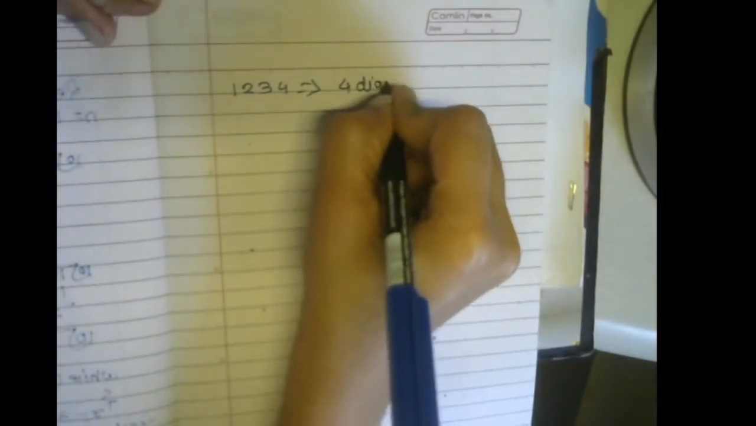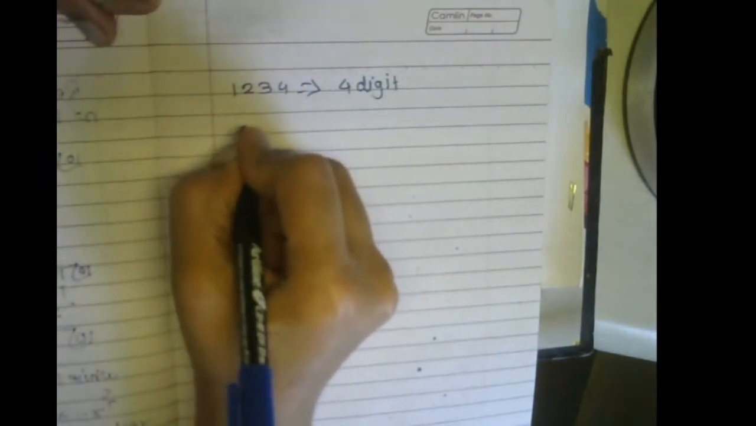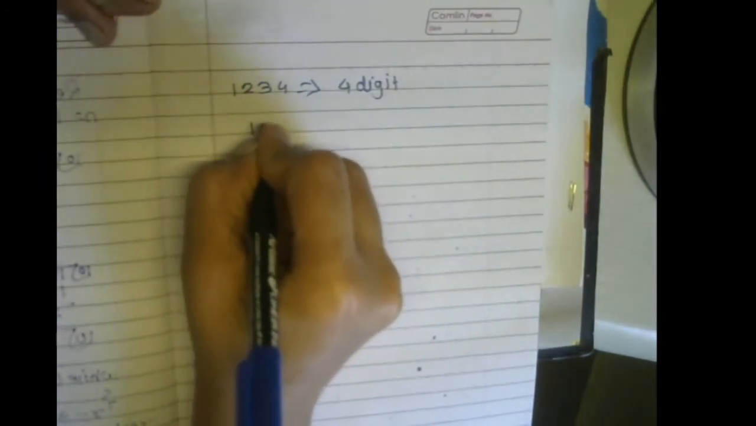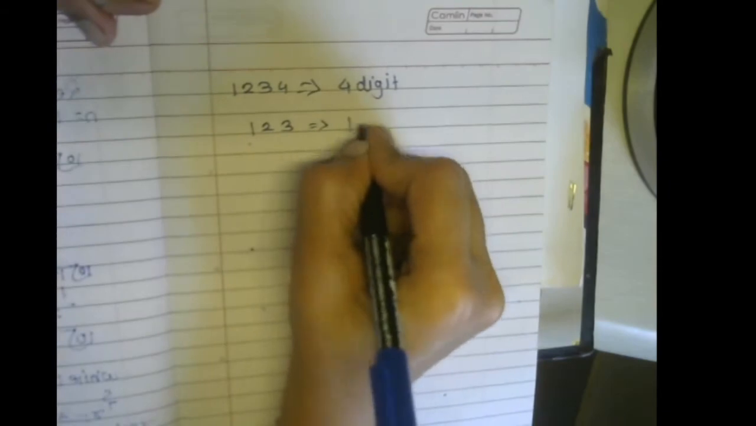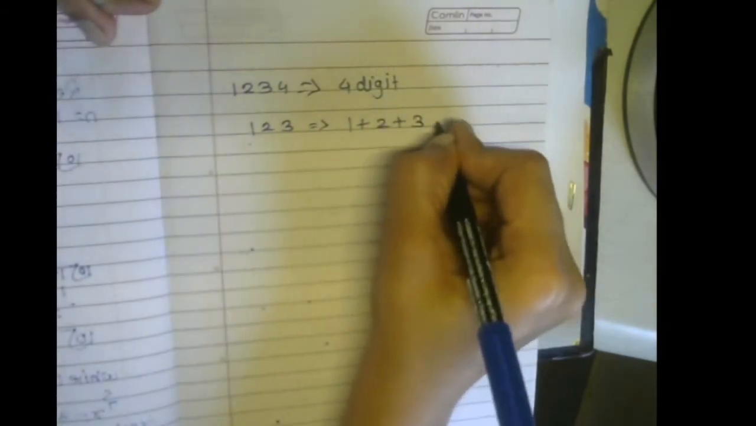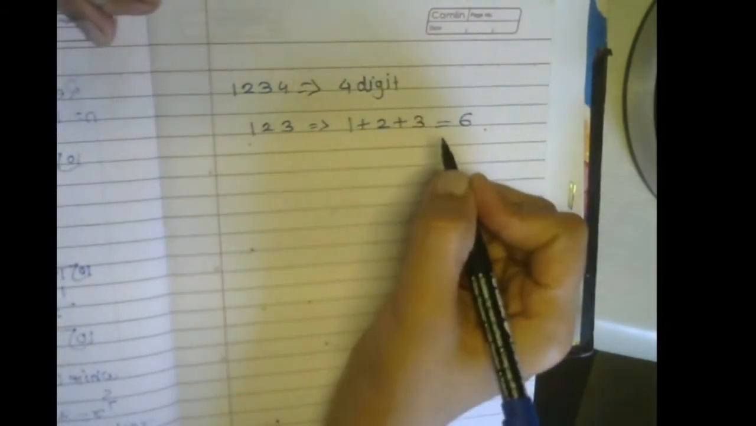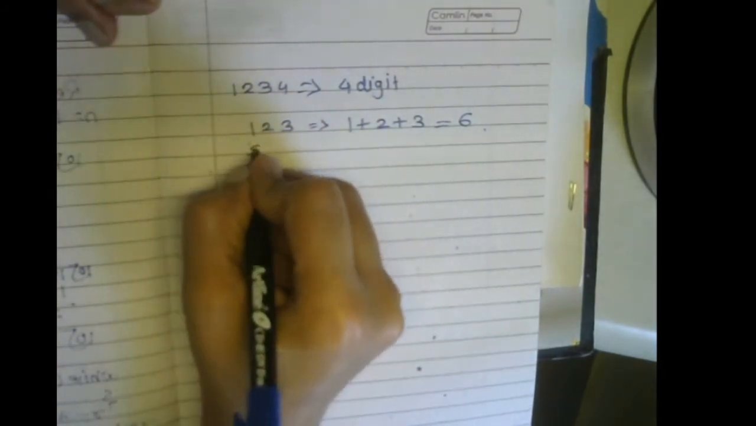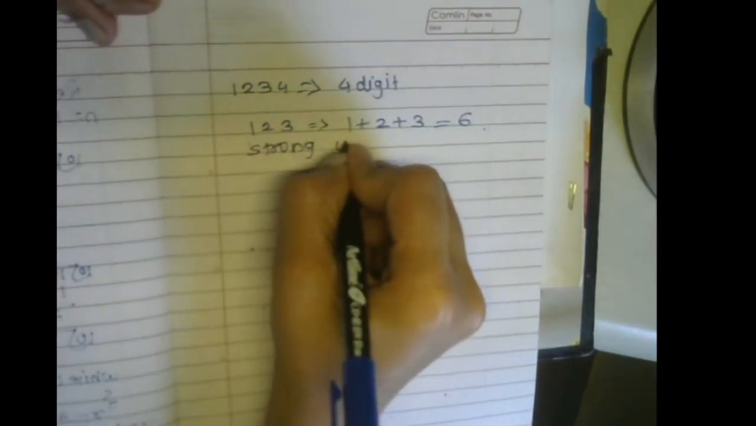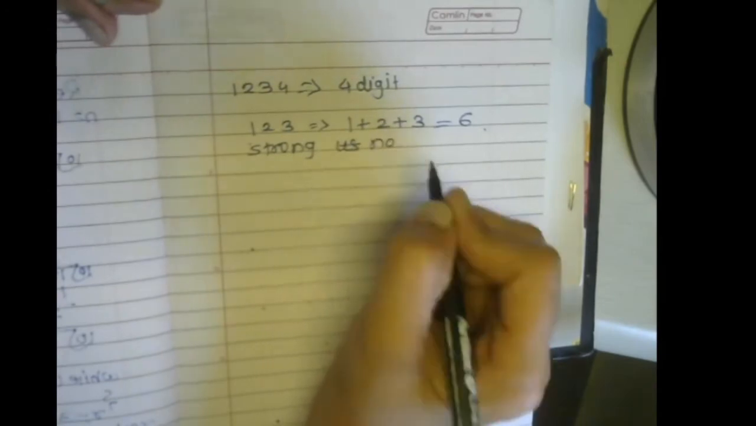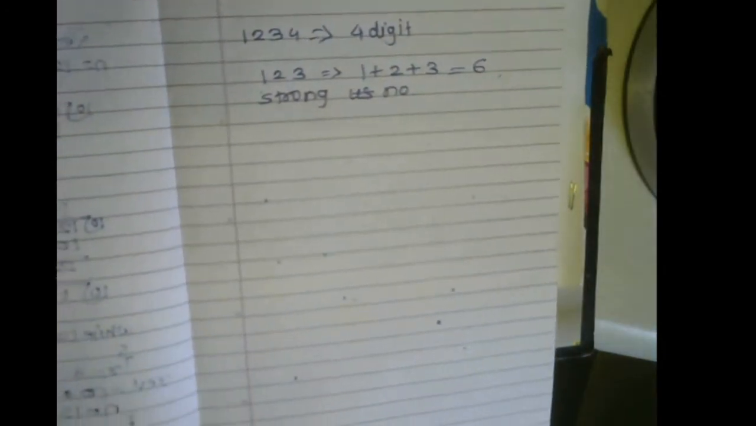In this way you can calculate the reverse of a number, and you can count the number of digits inside a number. Suppose your number is 1 2 3 4, you can calculate that this is a 4 digit number. Or you can use the same logic for 123, 1 plus 2 plus 3 equals 6. For the strong number also we are using the same logic, to check whether a given number is strong or not.